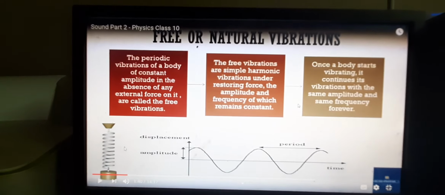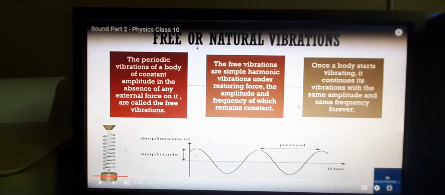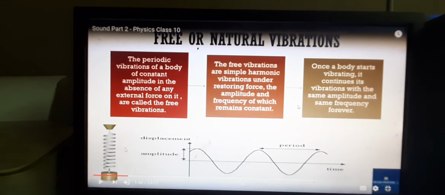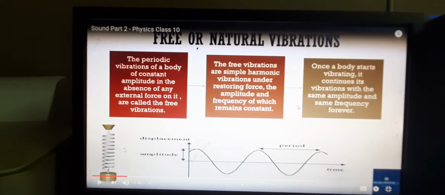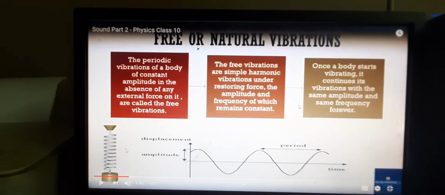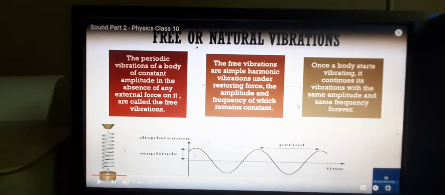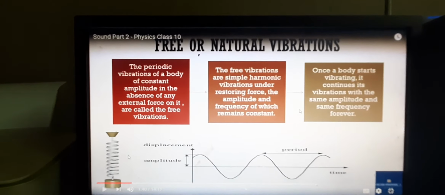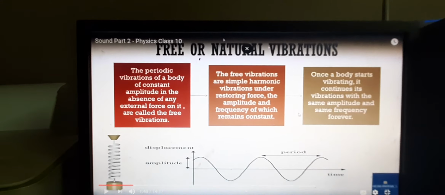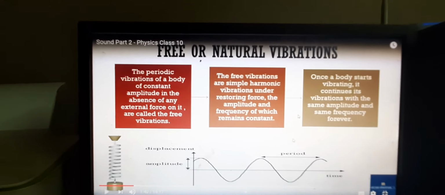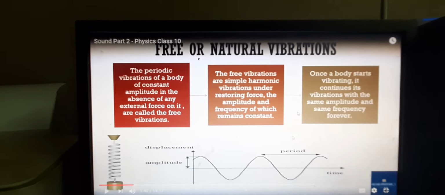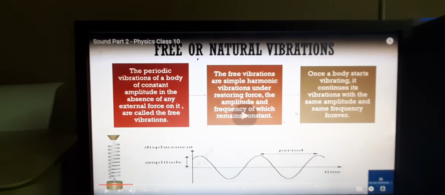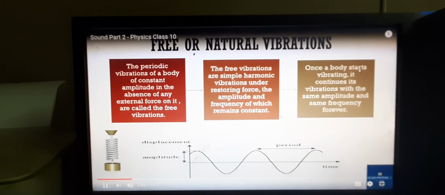In the same way, when we talk about free or natural vibration, we can say that if a body is set into motion, okay, like if we pluck a string, then the string should continue to vibrate forever, but it does not happen because there is resistance of air. Okay, so this is about free or natural vibration. So remember, what is free or natural vibration? The vibration of a body in its own natural frequency without any external force acting on it. So that is called free vibrations.